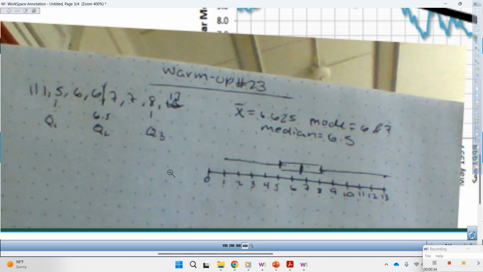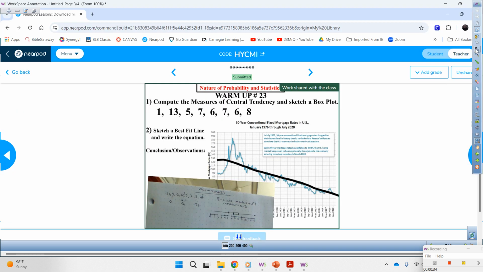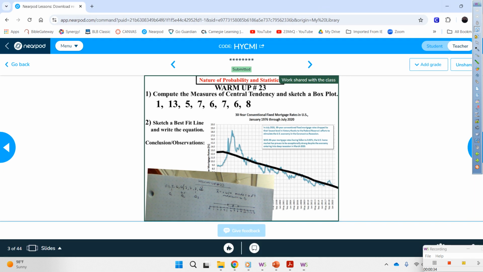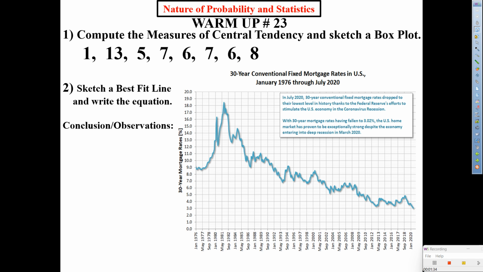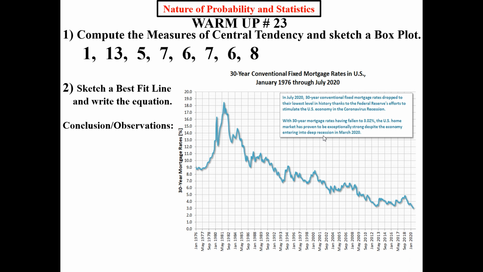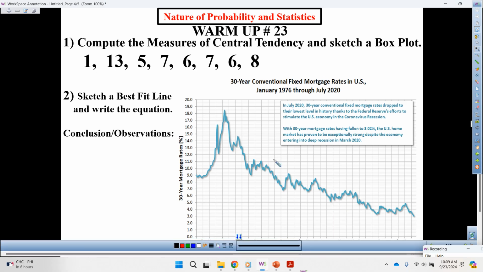Yes? No, maybe so? 1, 2, 3, 4, 5. 1, 2, 3, 4. What? Let me go over this one just to double check. Here goes. All right. So here goes number one.